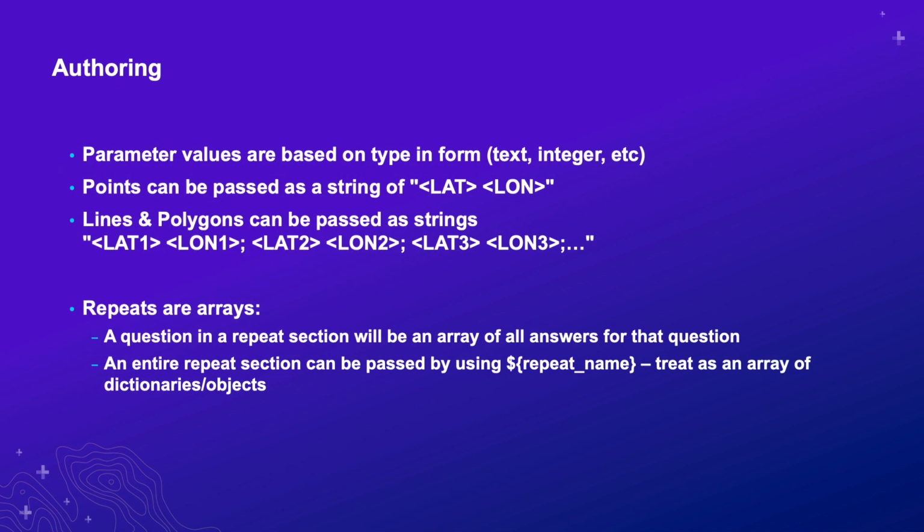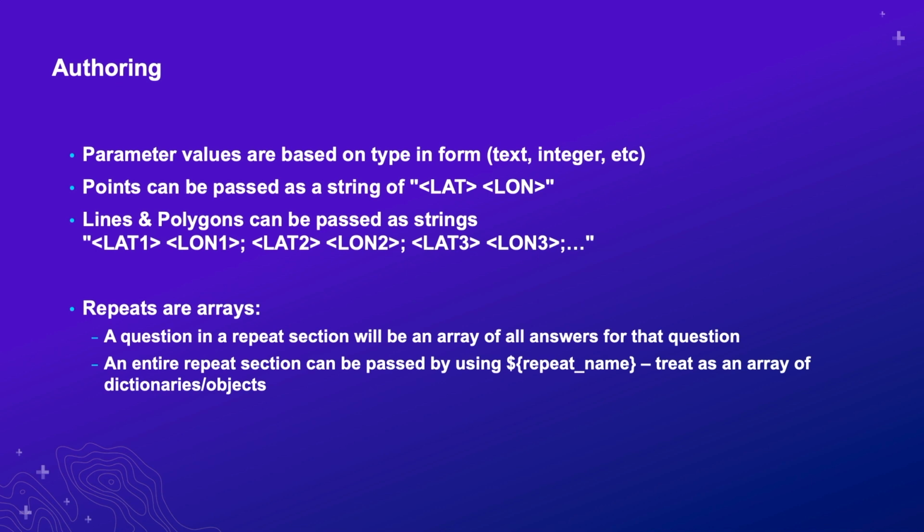When creating the JavaScript function, you need to properly handle values as they come in. For most questions, this is straightforward. The values will come in based on the question type in the XLS form. Geometries may need to be handled a little bit differently. Point objects from geometries can be converted into a string of lat space lon, the latitude space the longitude, which can then be parsed into the latitude and longitude component.